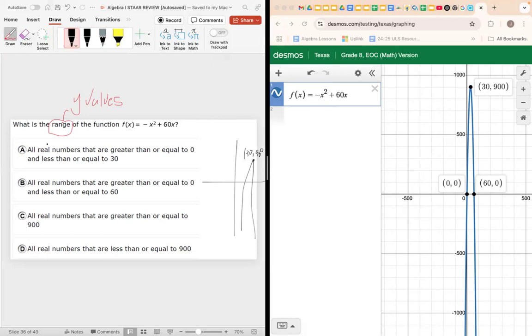So I can automatically eliminate A and B because I do not see 900 in either one of those. So I'm looking to see if it's greater than or less than or equal to, and those are my clues. Right now, if I start at 900, I can see the line going down to 500, down to 0, -5. So all of the Y values keep getting less than 900. So that's my answer choice D.